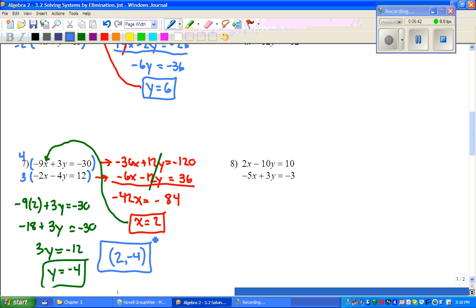That, guys, is section 3.2, solving by elimination. Yesterday I did solving by substitution, and the day before that we did graphing. So you now have the 3 appropriate methods that you need to use in order to solve systems of equations.